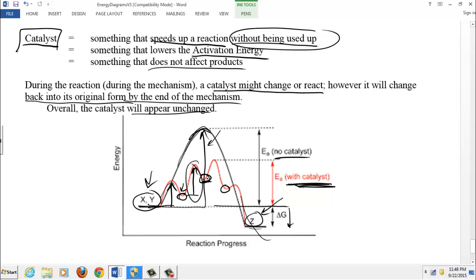The second intermediate waits a little bit, and there's another activation energy to change it into the third intermediate. But this one is almost done. There's a tiny little activation energy here. It's really quick. This finally changes into the product.